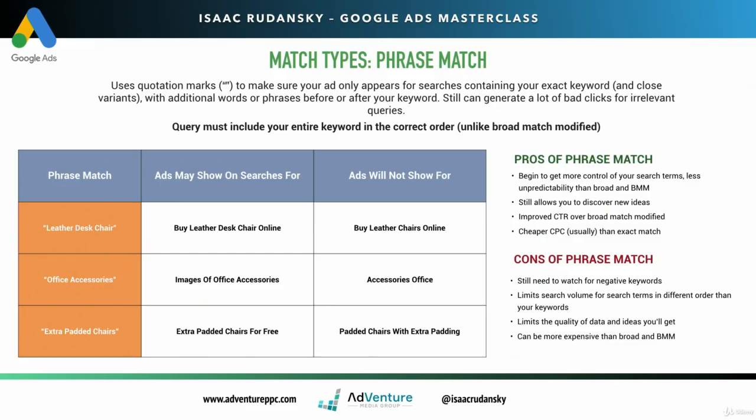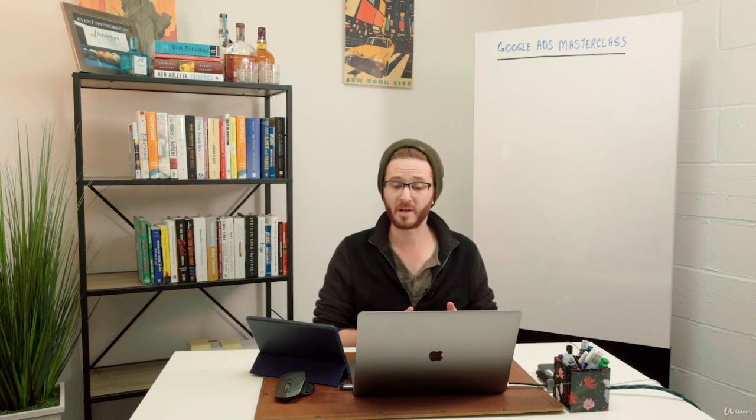In this lecture we're going to talk about phrase match. Phrase match uses quotation marks to make sure your ad only appears for searches containing your exact keyword and close variants, with additional words or phrases potentially before or after your keyword. It can still generate a lot of bad clicks for irrelevant queries, but you're getting much closer to real control over which search terms are triggering your keywords.